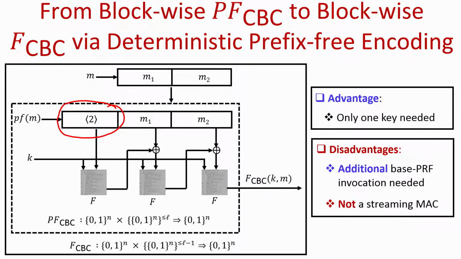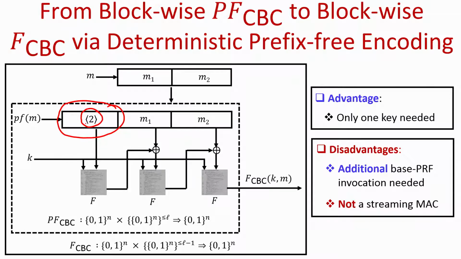And the bad news about this construction is that it no longer constitutes a streaming MAC, because the length of the message, or the number of blocks in the message, needs to be known in advance to the sender. If the number of blocks in the message is not known to the sender in advance, then the encoding of the message cannot happen, because the encoding requires the binary representation of the number of blocks in the message, which has to be inserted at the beginning.